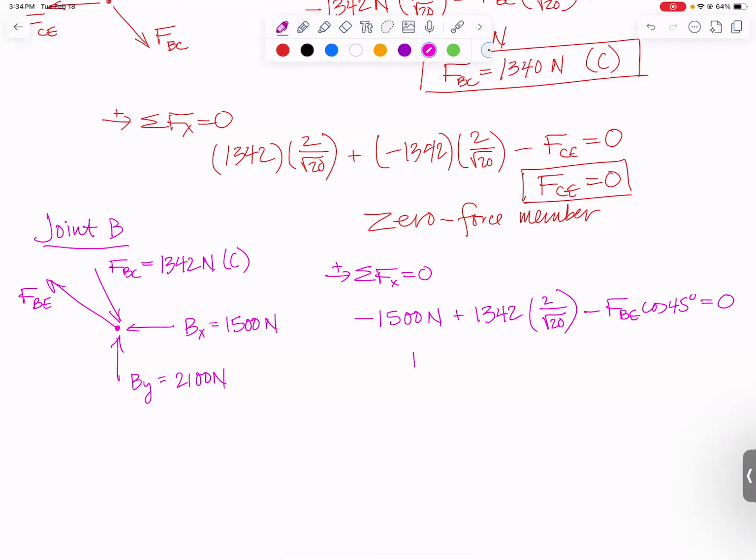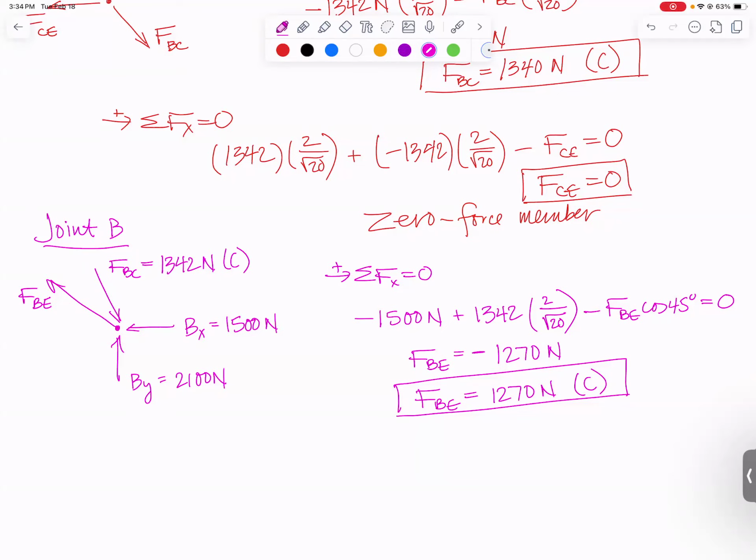So solving, FBE comes out to be negative. I guessed wrong once again on my direction. Minus 1270 newtons. So FBE is 1270 newtons in compression. We solved the whole problem. We did not need the free body diagram of joint E. We didn't need to sum forces in the Y direction at this joint. If you ever did sum forces in the Y direction, it should come out to be equal to 0.